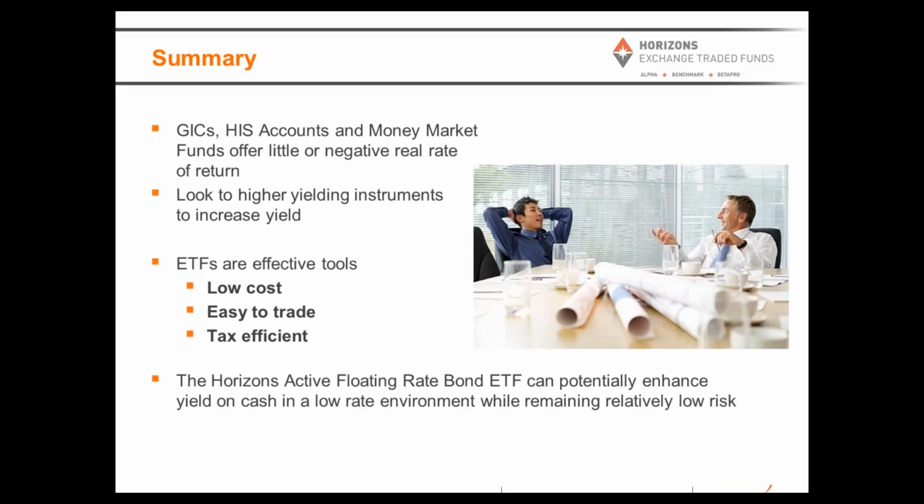So at 45 minutes past the hour, I think we really just see that GICs, high interest savings accounts, and money market funds offer little or negative real rate of return currently because of their low rates. So you're looking for higher yielding instruments with low duration that can help increase yield. ETFs can be effective tools for that because they are low cost, easy to trade, and tax efficient. Again, we haven't touched on that in this presentation, but it is a huge part of ETFs, and I recommend that you go see ETFs 101 to see the importance of the tax efficiency.